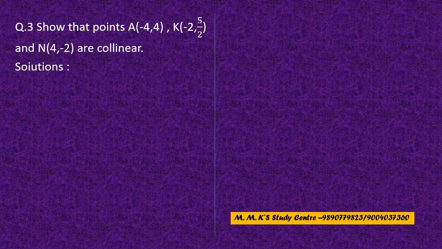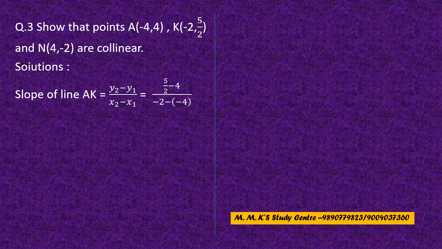So according to that, y2 is 5 by 2, so 5 by 2 minus 4, over minus 2 minus minus 4. So we'll simplify. Here 5 by 2 is there, but here only 4 is there. The denominator of 4 is nothing but 1, so 4 by 1 is there.